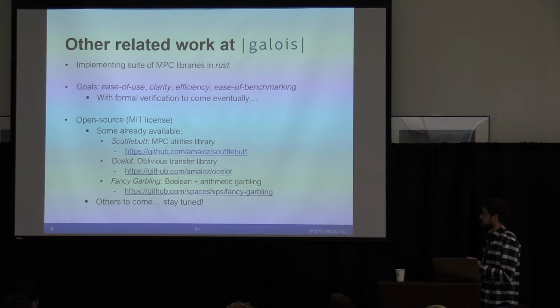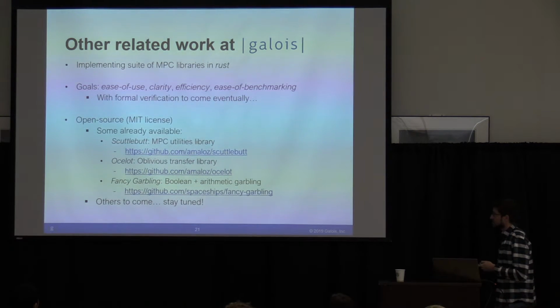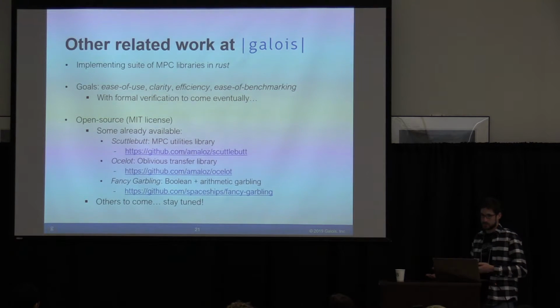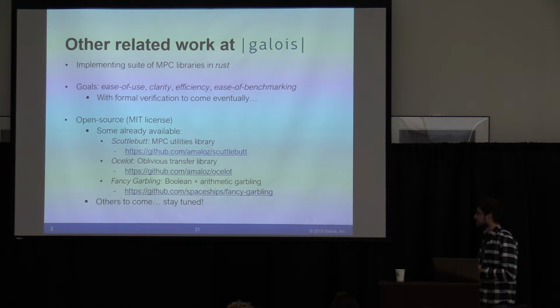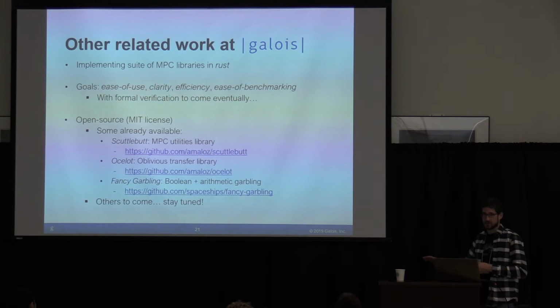We have an MPC utilities library and an OT library, as well as a garbling library for Boolean and arithmetic garbling approaches. They're still research prototypes. We haven't hit version 1.0 yet. So if you're interested in playing with them and providing feedback on either the API or the code itself, that would be great. And we should have oblivious RAM and garbled circuit-based two-party computation, semi-honest, covert, and malicious, coming up shortly.